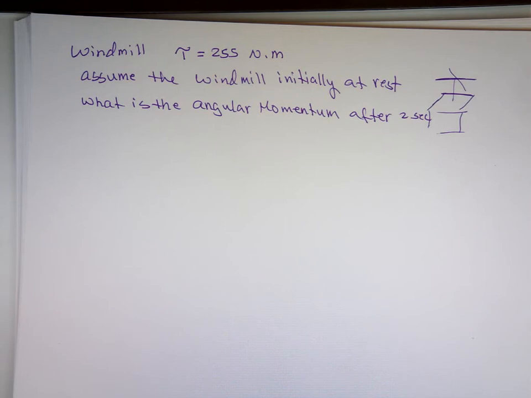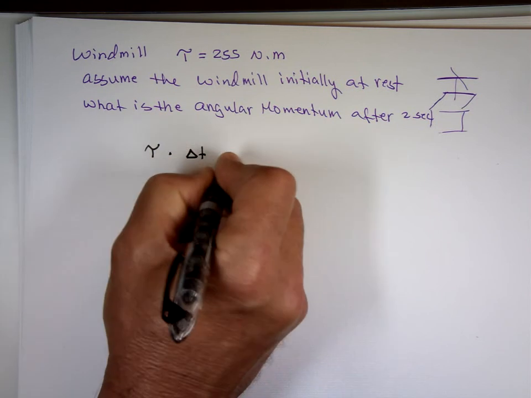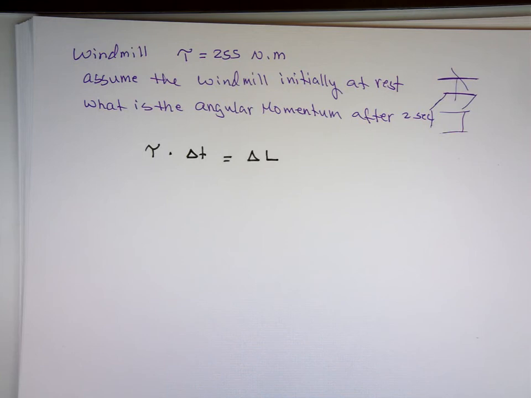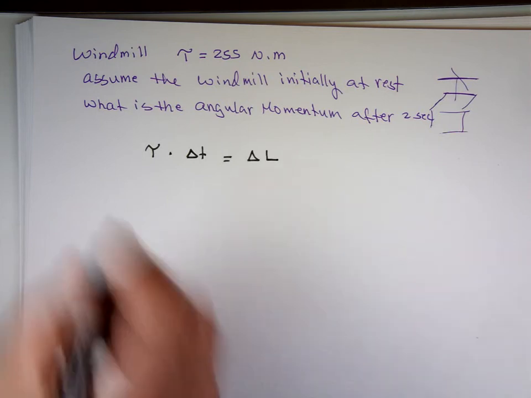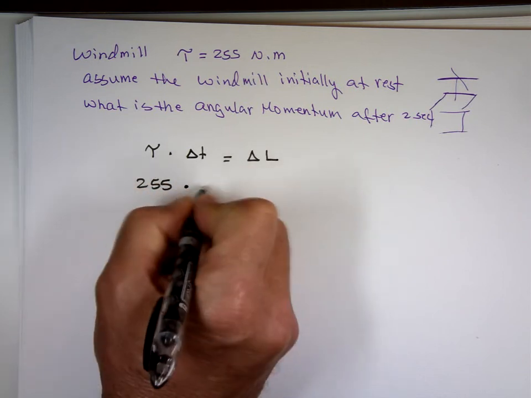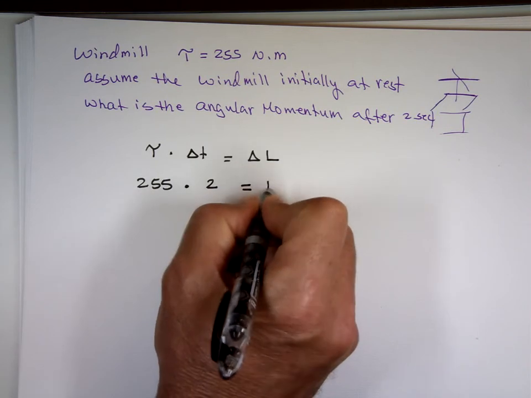So this is what I know. There's torque and spinning and time and angular momentum. I know there's one equation that puts all these together: torque times delta t equals the change in the angular momentum. My torque here is 255. My delta t is 2 seconds, equals L final minus L initial.